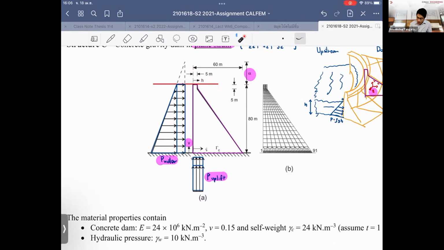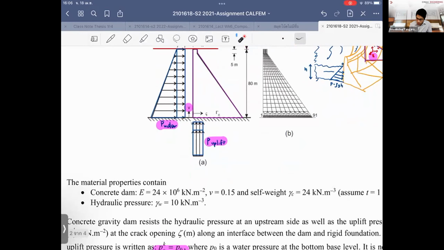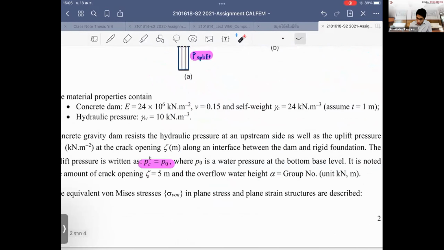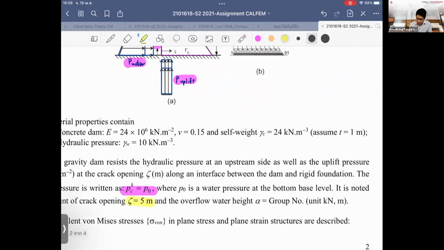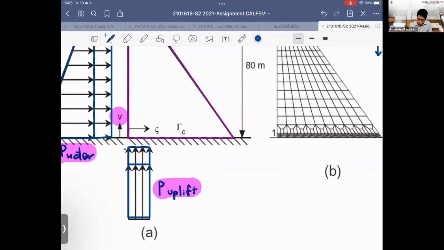So what we'd like to analyze for the dam is this. I say that there is an opening. This is the opening at the corner of the dam. The value of the opening is equal to 5 meters. So you're looking at this equal to 5 meters.